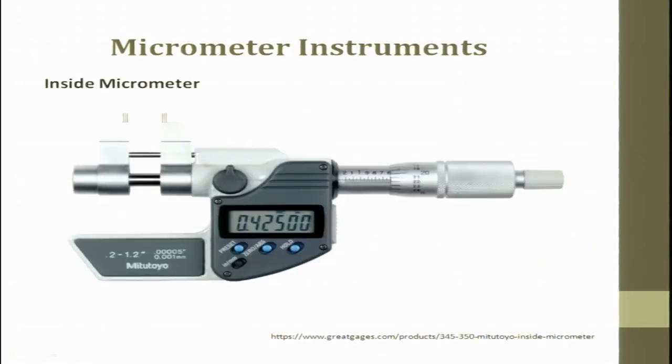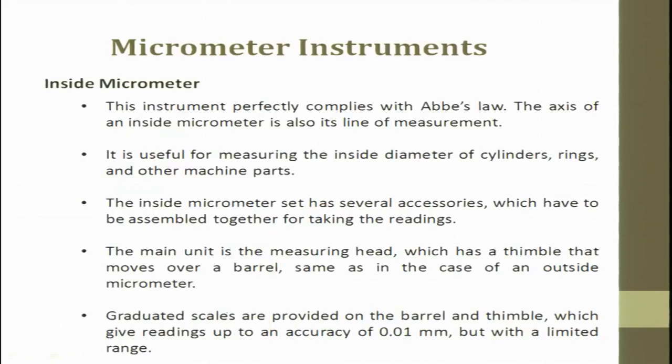This is another type of inside micrometer, a slightly higher end. This instrument complies with Abbe's law. Abbe's law, Abbe's error, we will see a little later. According to Abbe's law, the axis of an inside micrometer is also its line of measurement. Abbe's law is basically to make sure that there is no angle error in the measurement. It is useful for measuring the inside diameter of a cylinder.